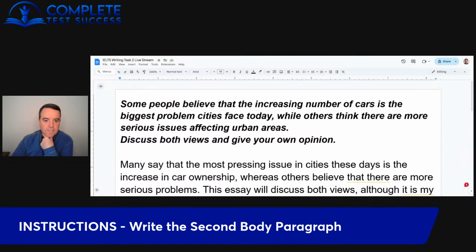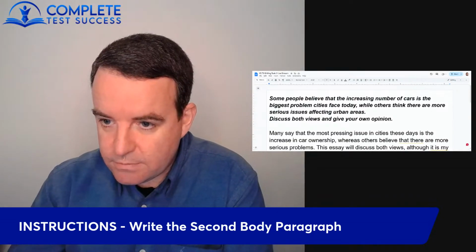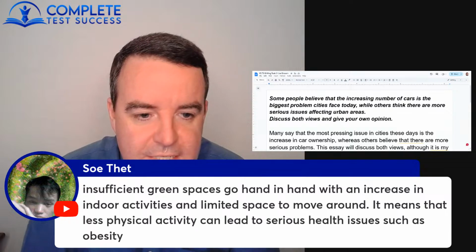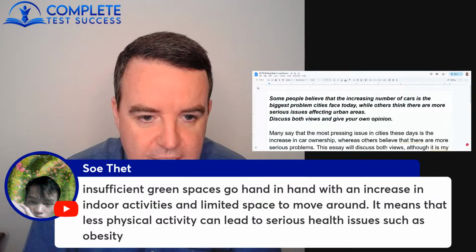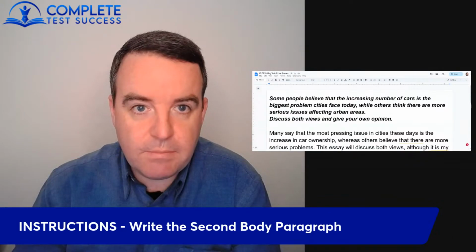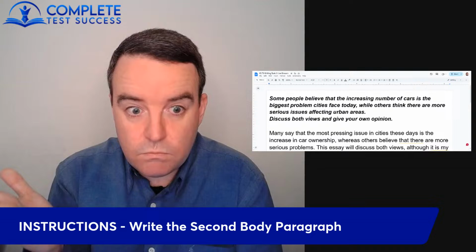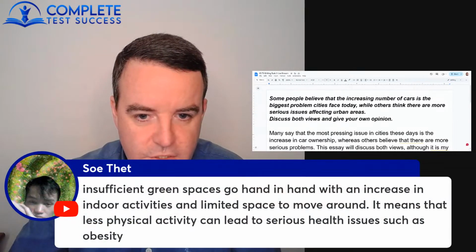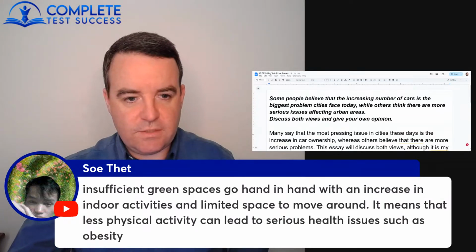And we've seen, the most important thing, how to plan and how to organize the essay. And for the most part, the quality of the writing has been very, very good today in terms of the vocab and the grammar in the writing that you've shared with me. So really, really strong in terms of your work. So, insufficient green spaces go hand in hand with an increase in indoor activities and limited space to move around. It means that less physical activity can lead to serious health issues such as obesity. Fantastic. Yep, that's very good. I think it might go a little bit off what we had planned in the essay plan, what we decided to say already. But I mean, what you're saying is really, really good. Be careful with your punctuation. You want to start with a capital letter there. You want a comma there before such as and a full stop after obesity. So punctuation mistakes, but everything else is really strong.